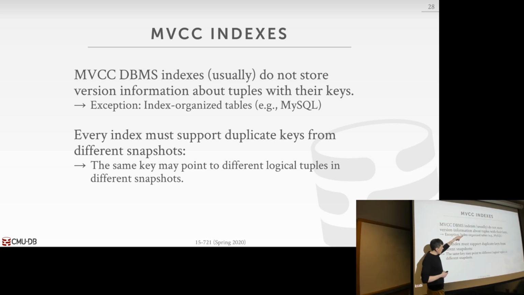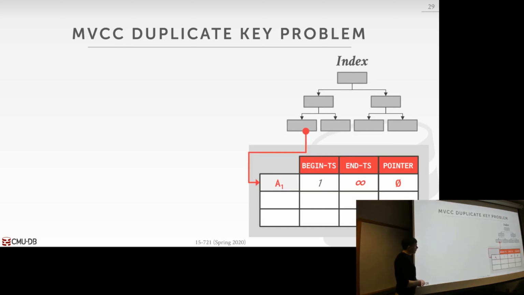If you're using an index organized table like MySQL InnoDB, where they store the tuples in the leaf nodes of the index themselves, then you kind of get this for free. But most systems don't do this. So the issue now is that the same key could exist in different snapshots, and therefore in my index I need to store that same key multiple times and have pointers to different version chains. So let's show an example.